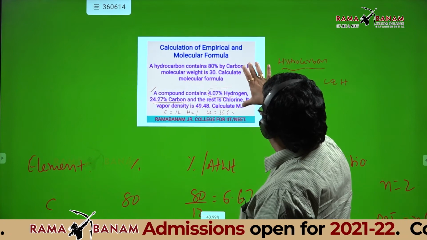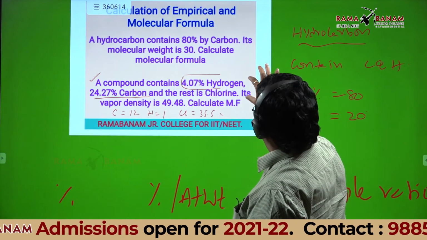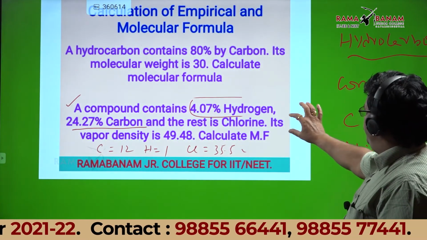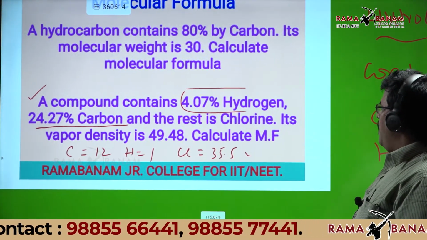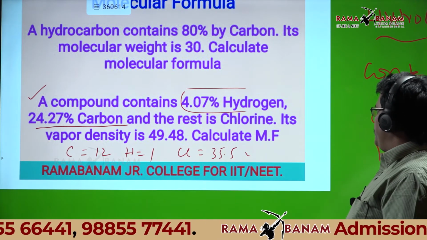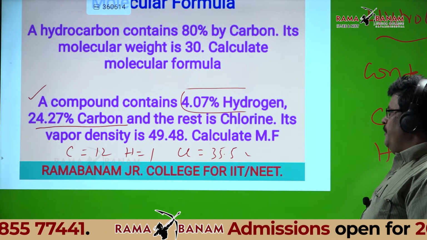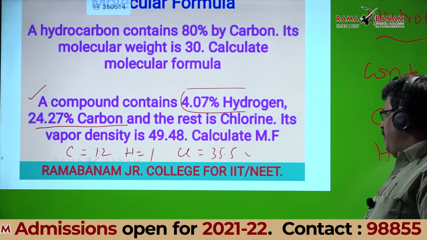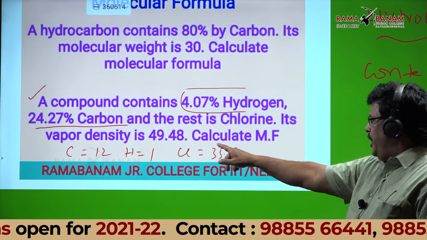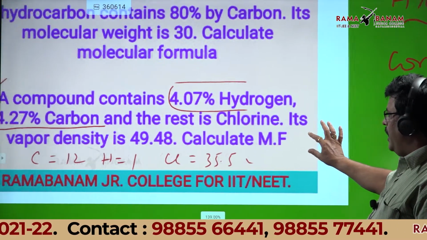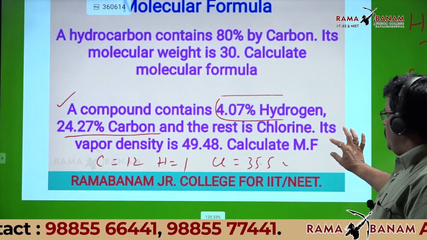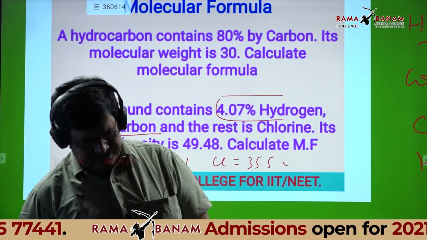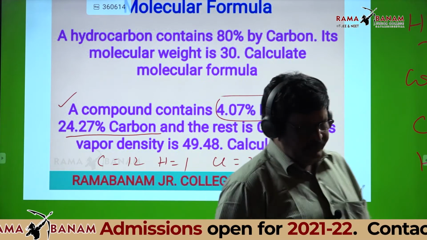See, this is the problem given to you all. Second problem: a compound contains 4.07% hydrogen, 24.27% carbon, and the rest is chlorine. Its vapor density is 49.48, and I want the molecular formula. I will give 10 minutes to all of you students. Do it correctly. Sir, C2H4Cl2.